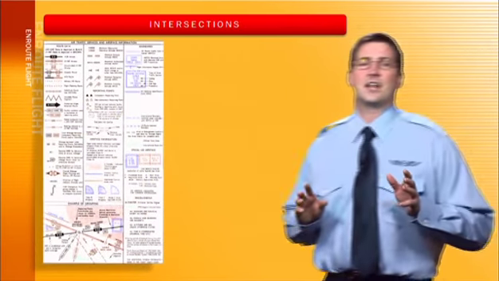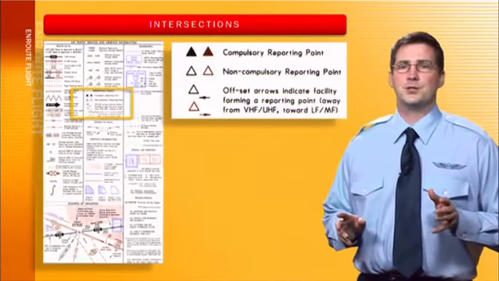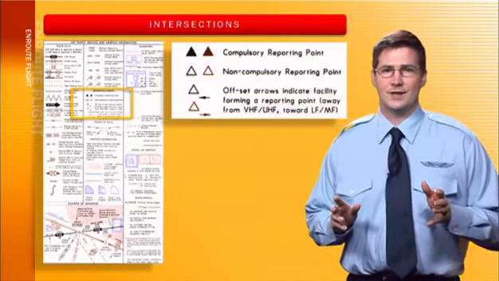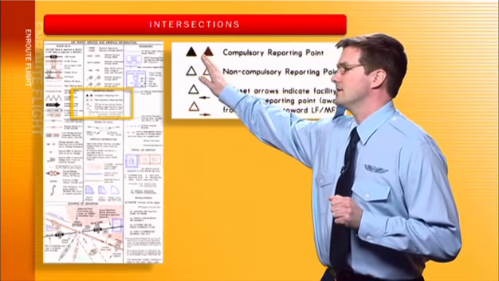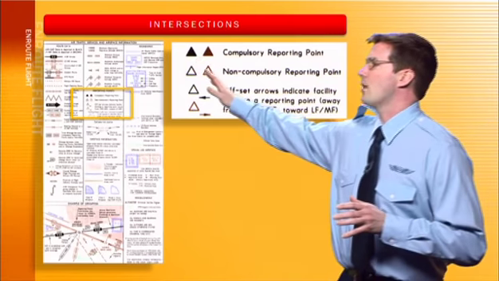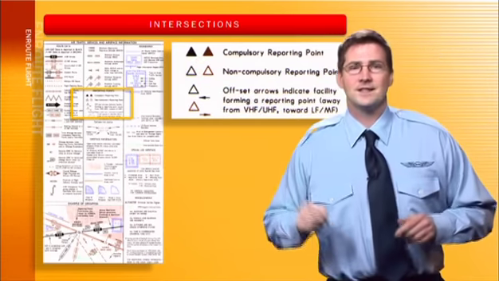Let's go back to the legend again, this time for a closer look at compulsory and non-compulsory reporting points. Compulsory reporting points are shown like this with a solid black triangle. Here's an example. And non-compulsory points are shown with an open or white triangle like we see right here. Now let's go back to the chart.